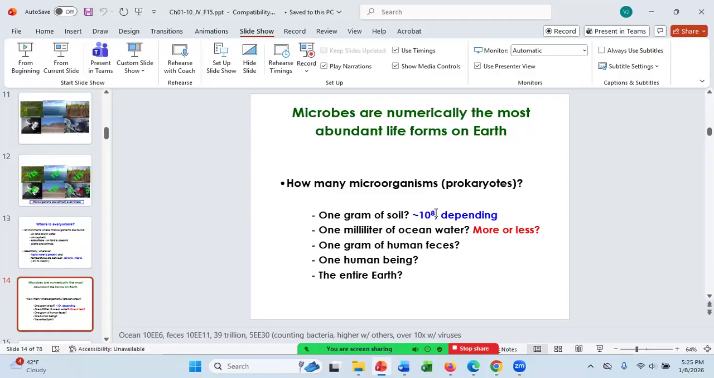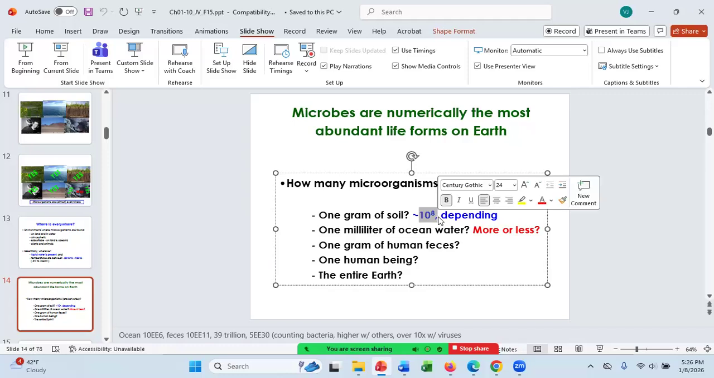Now, if we're talking about desert soil, where the soil has very low organic matter and very low water concentration, you'll get fewer cells than this. In fact, desert soil, especially a really dry desert like the Sahara Desert, will have only about 1 times 10 to the 6 cells per gram of soil. But soil on average has about 1 times 10 to the 8th cells per gram of soil.